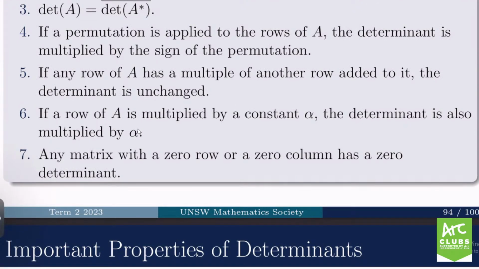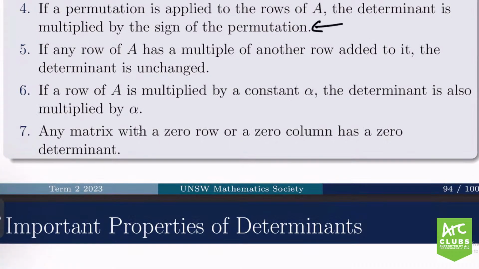Any matrix with a 0 row or 0 column has a 0 determinant. And if a permutation is applied to the rows of A, the determinant is multiplied by the sign of the permutation. So for example, if I transpose 2 rows, then I multiply by -1.